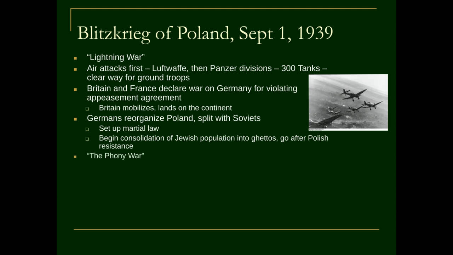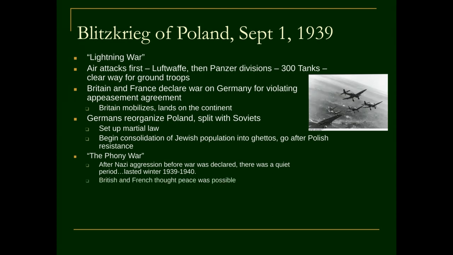Now, after the invasion of Poland, things seemed to calm down. This period is often referred to as the Phony War, and this would go on from the end of September or October all the way into around April of 1940. This was a period where it seemed like Germany was going to stop. And again, this lasted through the winter from 1939 to 1940. The British and the French were hoping that peace was still possible, but of course that's not going to happen.